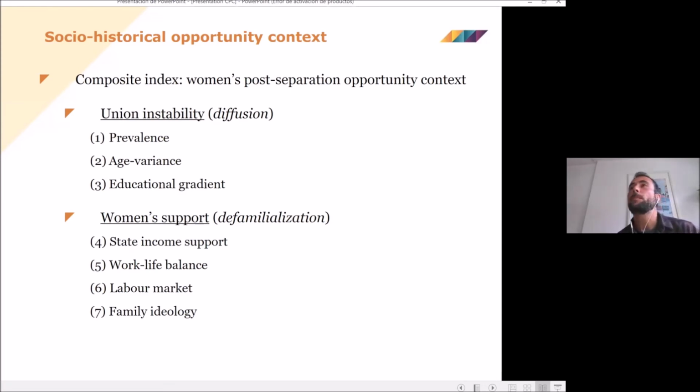In line with perspectives that consider that women's independence from family matters, we also consider this second aspect of women's support in a given context, which includes dimensions such as state income support, work-life balance, labor market participation, and family ideology.